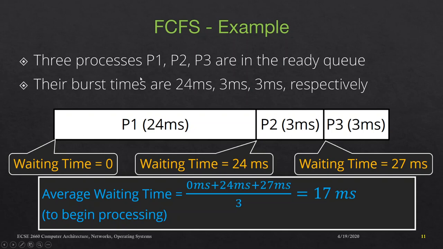And another negative for first come first serve is that it is a non-preemptive scheduling algorithm, which means that if process 1 is running for 24 milliseconds, we are not going to be able to stop it. We are not going to be able to preempt it. So that's another disadvantage. And if it is right at the front, it is going to hog up the resources for a long time.